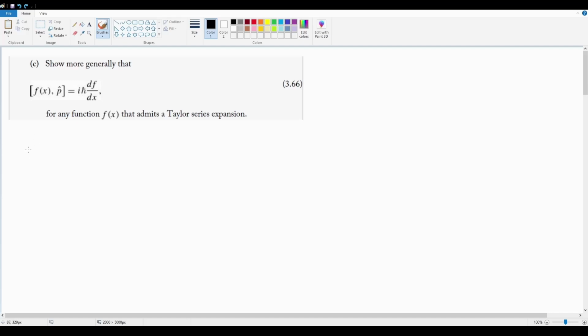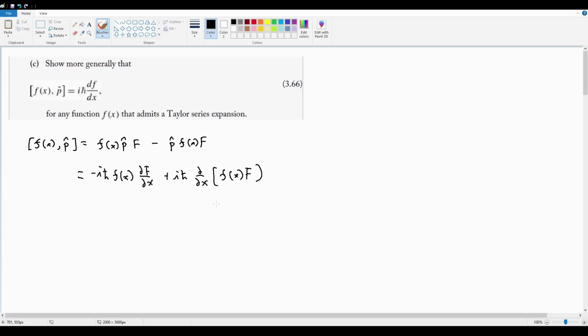So let's just write this out. The commutator between f(x) and p hat is going to equal f(x) p hat acting on big F, minus p hat f(x) acting on big F, in which case this is going to give us negative i h bar f(x) dF/dx, like that, and then plus i h bar d/dx of the whole term f(x) big F, like that.